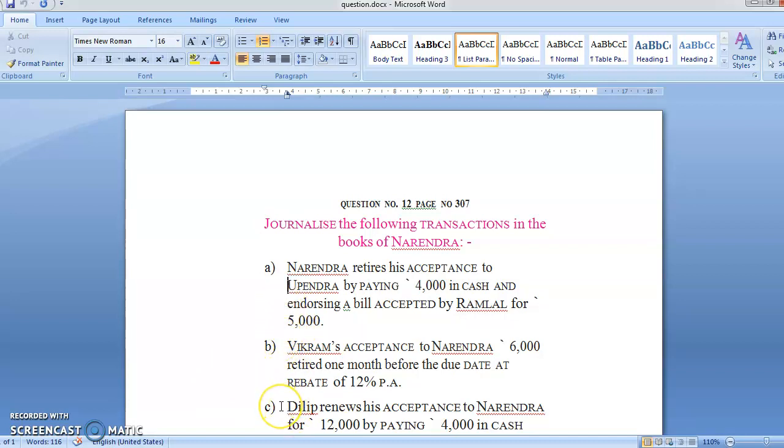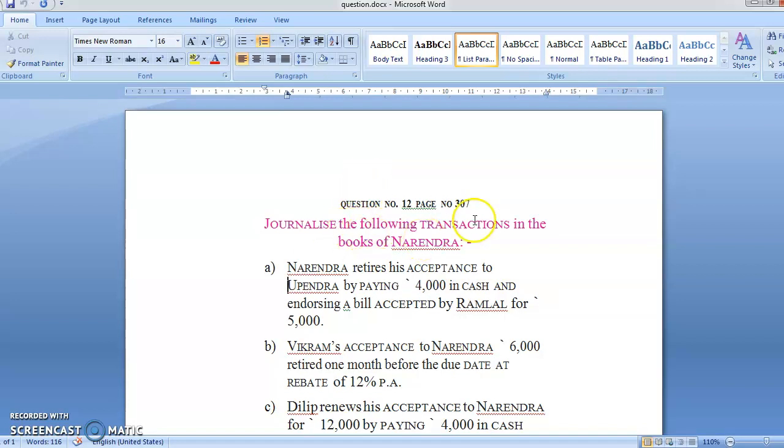A, B, C, D, there will be 4 types, and all the types will be different from each other. They have no connection among each other. A is a different person, B is a different person, C is a different person, and D is different. And then you have to see in whose books they are asking you the journal entry, and according to that you are going to pass the entries.